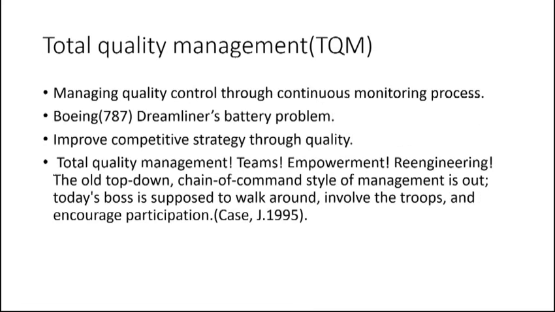Total quality management. This deals with managing quality control through a continuous monitoring process, like your Boeing 787 Dreamliner battery problem. That gave a negative feedback to the company, but fortunately they improved the situation by changing the type of battery. So monitoring the quality of product is very important.